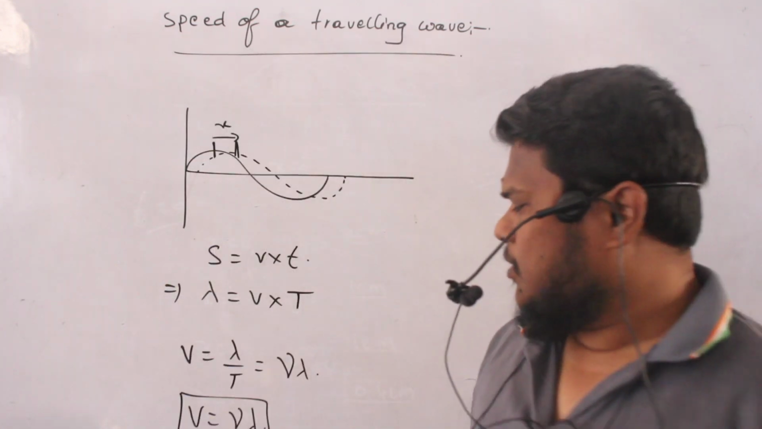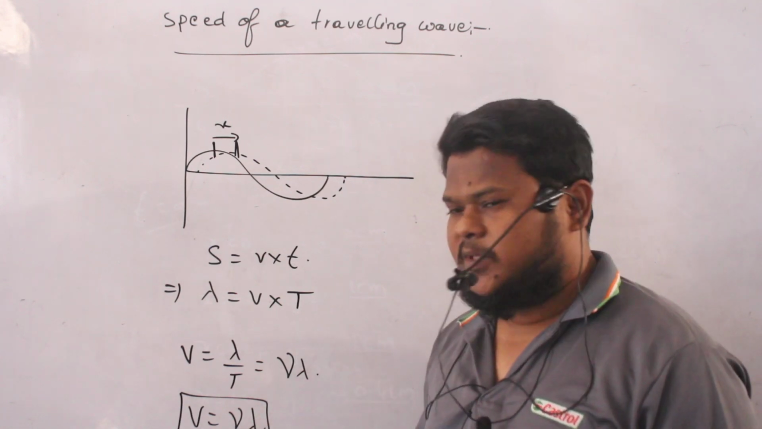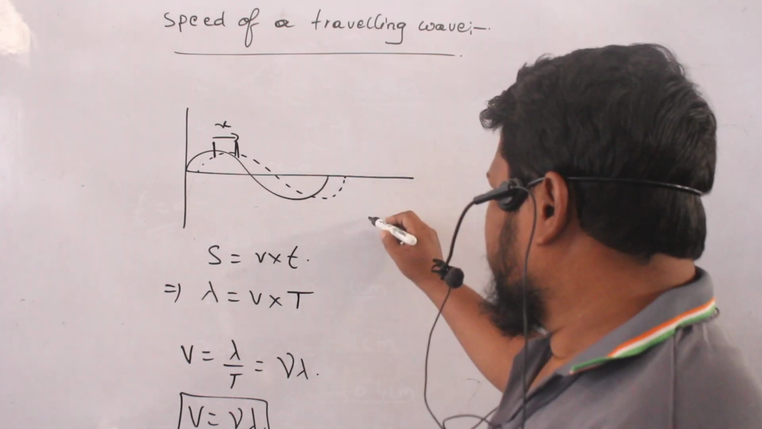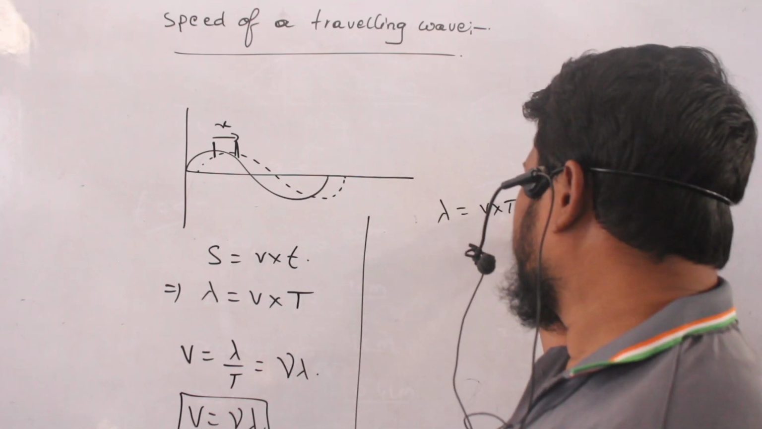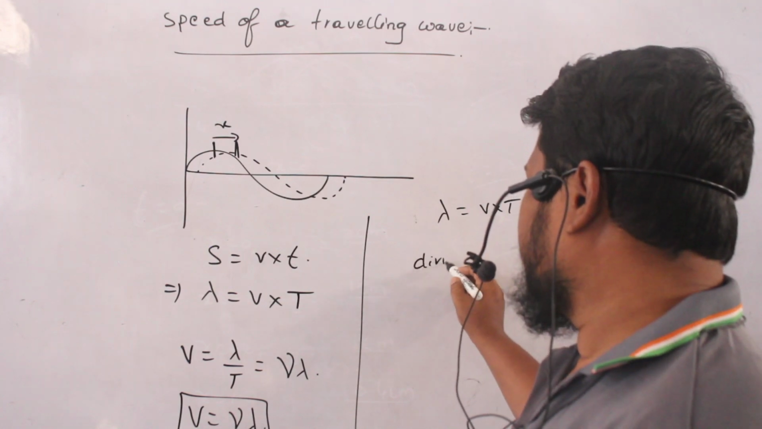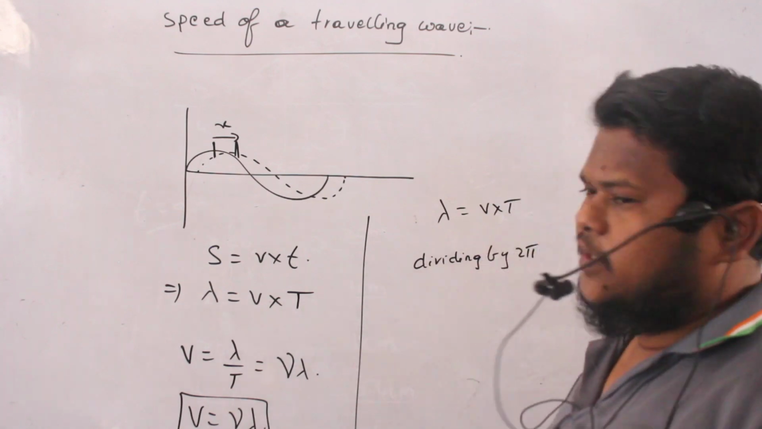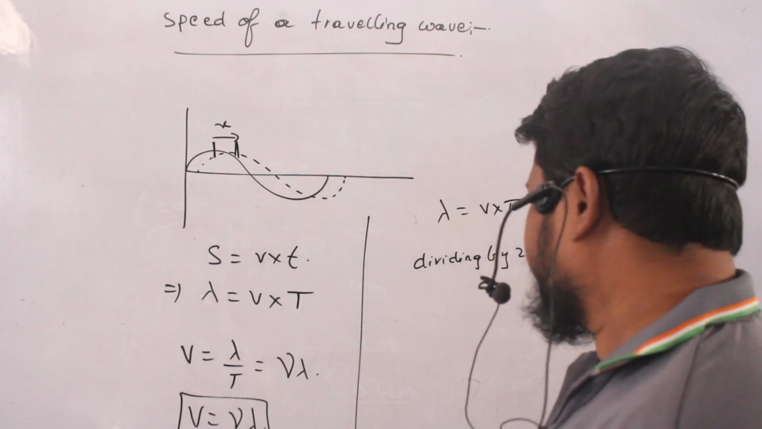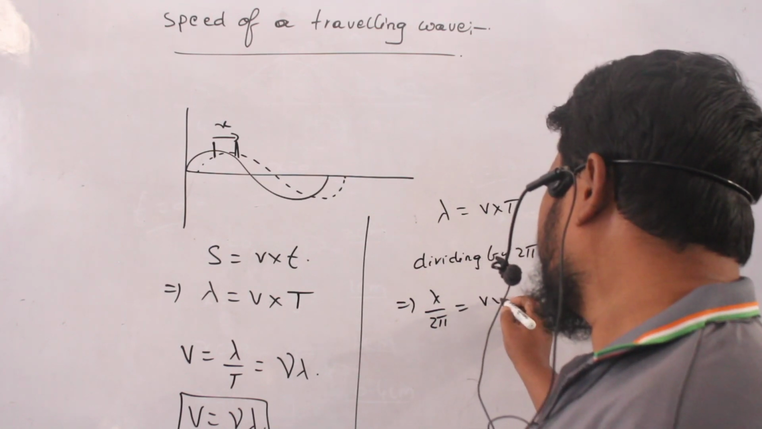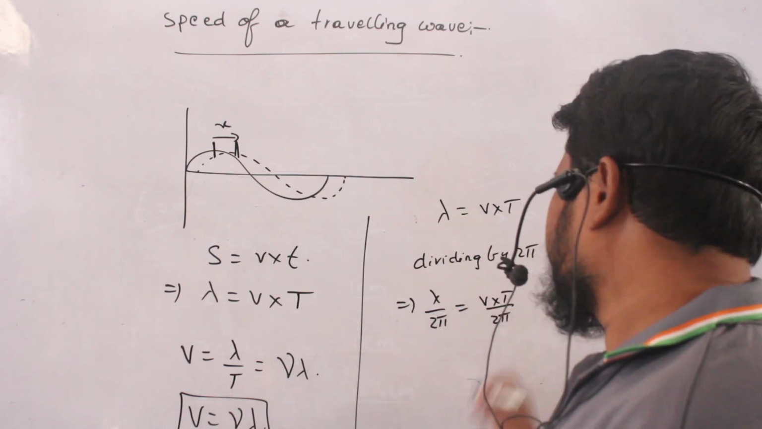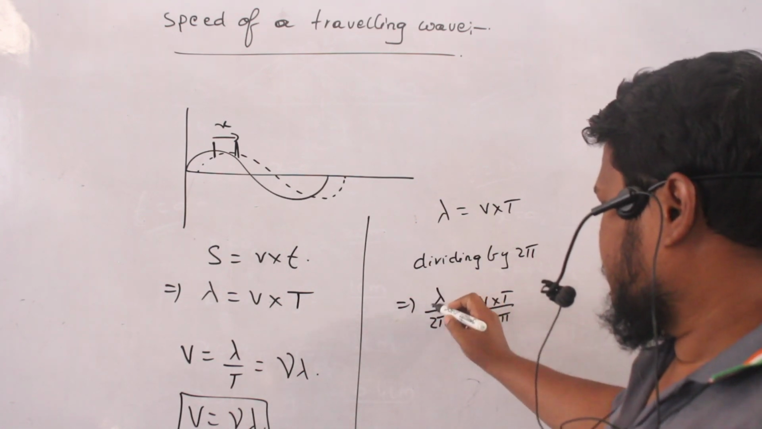This is the equation of a wave which we have already studied. Clear? Because the wave is traveling with a uniform speed, we can write v is equal to nu into lambda, which is derived from the relation displacement is equal to velocity into time. So lambda can be written as velocity into time. Now we are dividing this total relation by 2 pi. So lambda by 2 pi is equal to velocity into time divided by 2 pi. This is the relation which I got up to here.